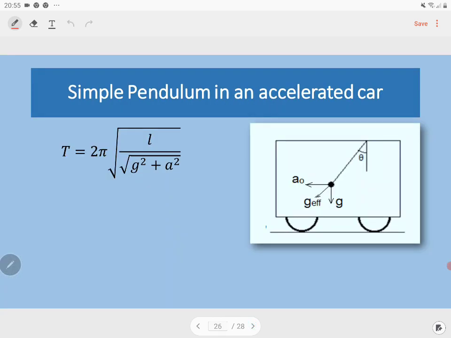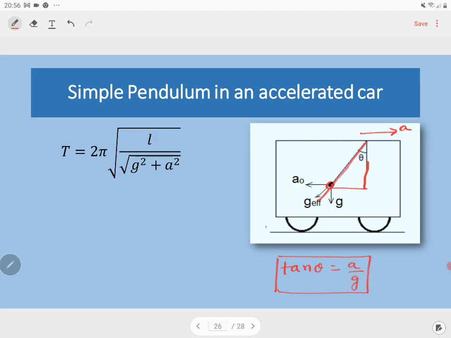Then suppose the pendulum is suspended from the ceiling of an accelerating car, an accelerating bus. Suppose the bus is accelerating horizontally. Then in equilibrium position, the pendulum makes an angle theta with the vertical. That angle is given by tan theta equal to a by g. Remember this. This is the angle.